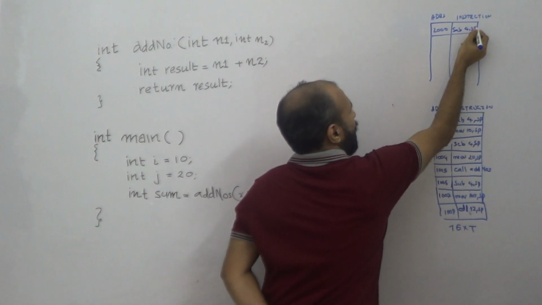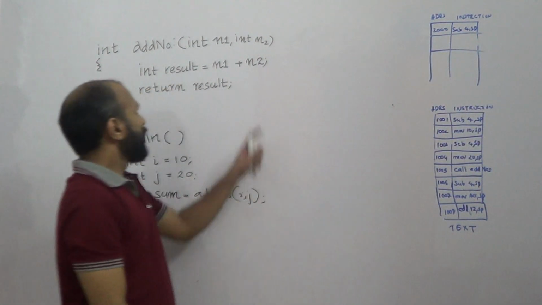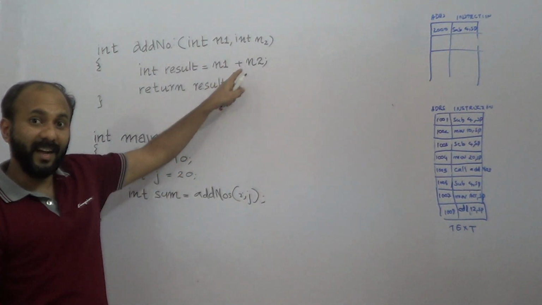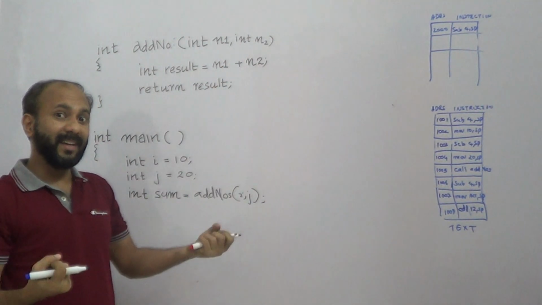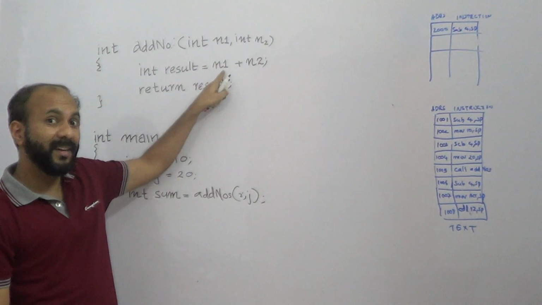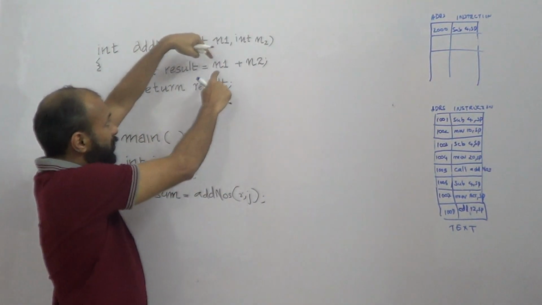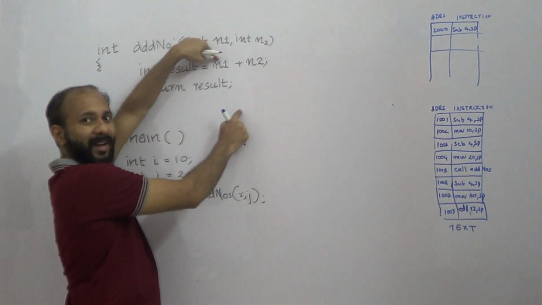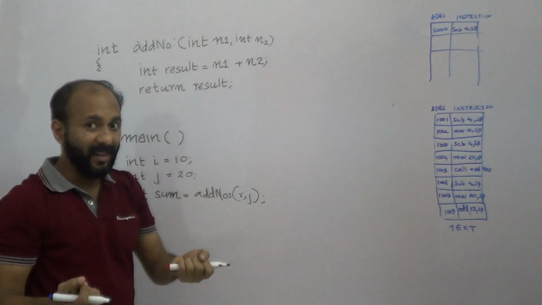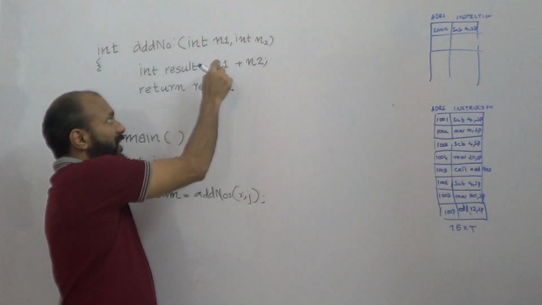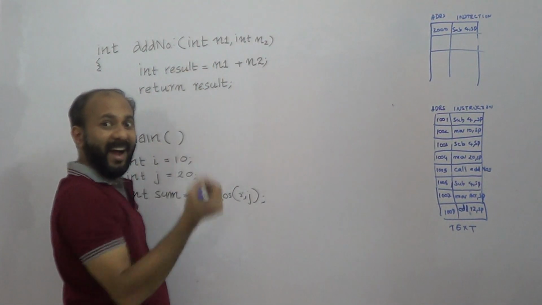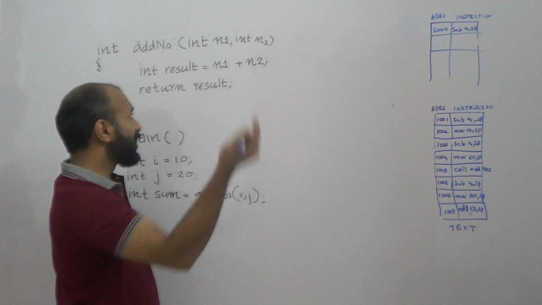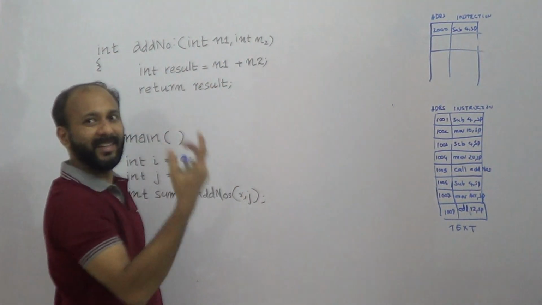Subtract 4 from the stack pointer. Now there are two variables that are getting added. So we cannot add directly. You have to keep one in the accumulator. Move this to the accumulator. Then add N2 with the accumulator content. You cannot add directly, so you move N1 to the accumulator. Then add accumulator value along with N2. Then you will get the result.